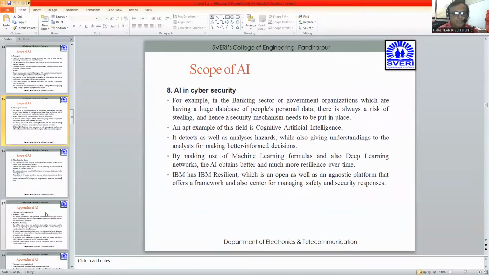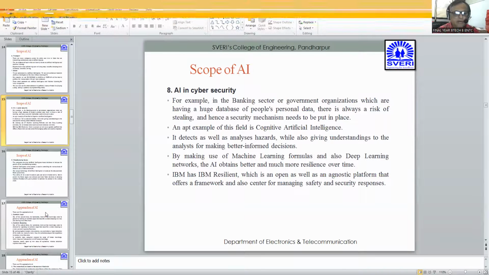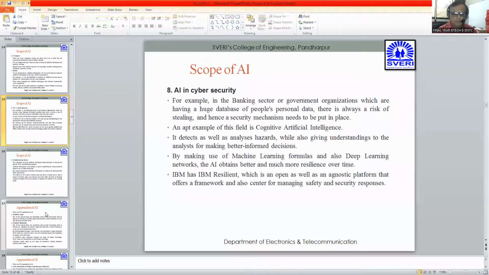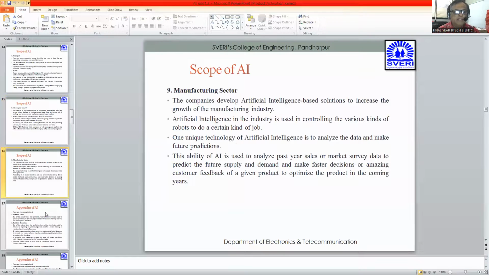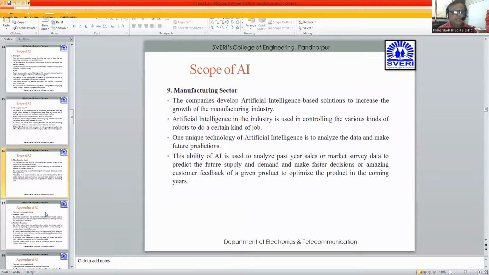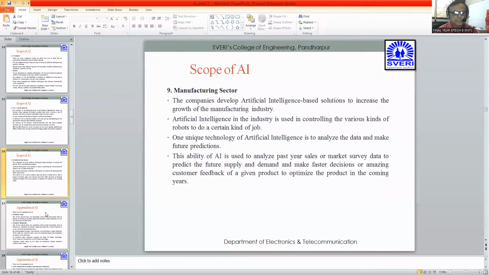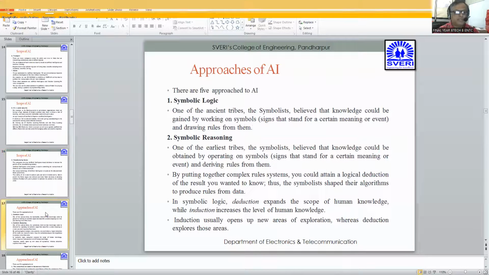By using AI, machine learning, and deep learning, AI can be better for much resilience over time. Then the manufacturing sector is the most important sector where machine learning, artificial intelligence, and deep learning are working, so that it will increase the growth of the manufacturing industry, controlling various kinds of robots to do certain jobs, then analyzing data and making future predictions. These could be some of the scopes of AI in the manufacturing sector.